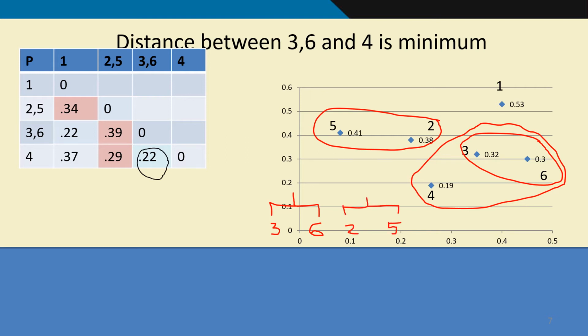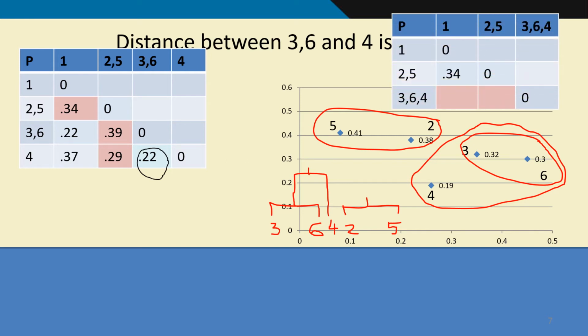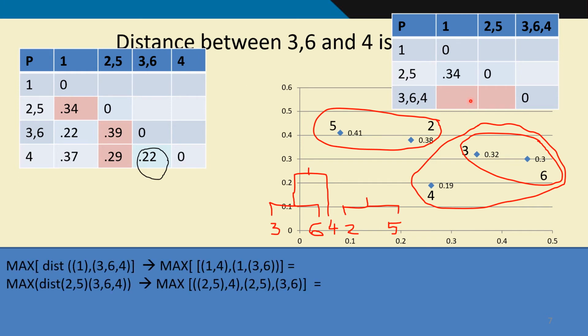This was already the dendrogram in the last slide. Now we have to combine 4 with 3, 6. So this is the latest dendrogram. In the distance matrix, 3, 6 and 4 have to be combined together. Now what would be the values of distance between 1 and 3, 6 and 1 and 4? The maximum value would come over here. So we're going to look at the distance between 1 and 3, 6, and 1 and 4.